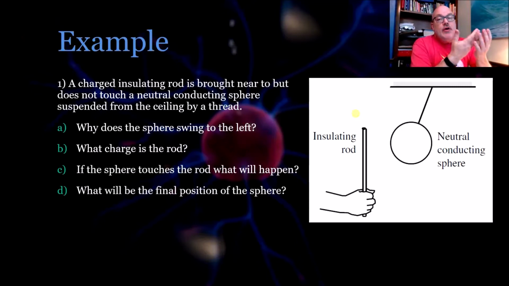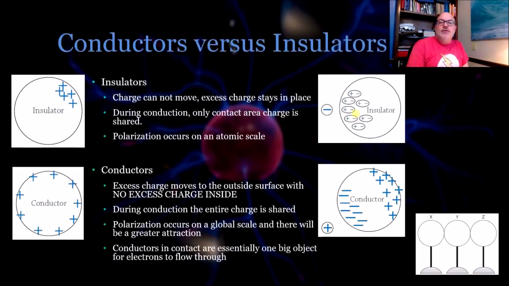Well, in my drawing I put down positive, but we really don't know. The rod could have been negative or positive. It would attract the neutral sphere either way. And C, if the sphere touches the rod, what will happen? Well, they'll share charge by contact. They'll have the same charge. And then D, the final position will be it'll swing away from the insulating rod because now they have the same charge.